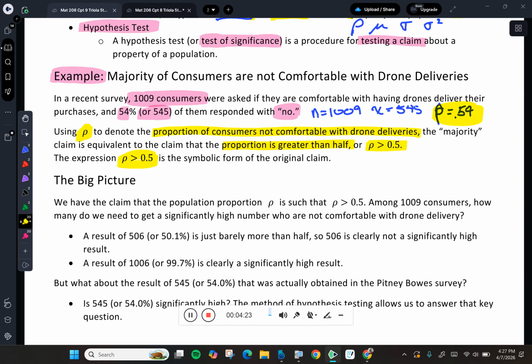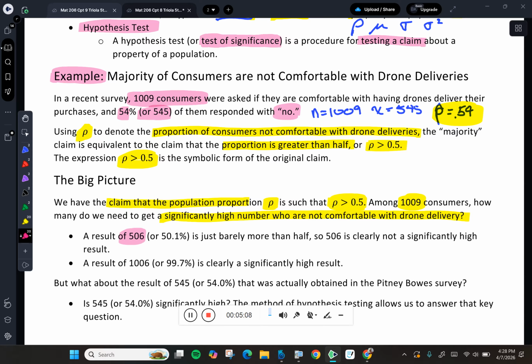Okay? So in the big picture, what's going on here is we have a claim that is being made. We have a claim that the proportion of people who are not comfortable with drone deliveries for their purchases is more than half. If I sample people, in this case 1,009 people, how many yeses to the statement would I need to get a significantly high number who are not comfortable with drone delivery? Okay? Let's say we ran this study again, and the next time we did it, we got this.